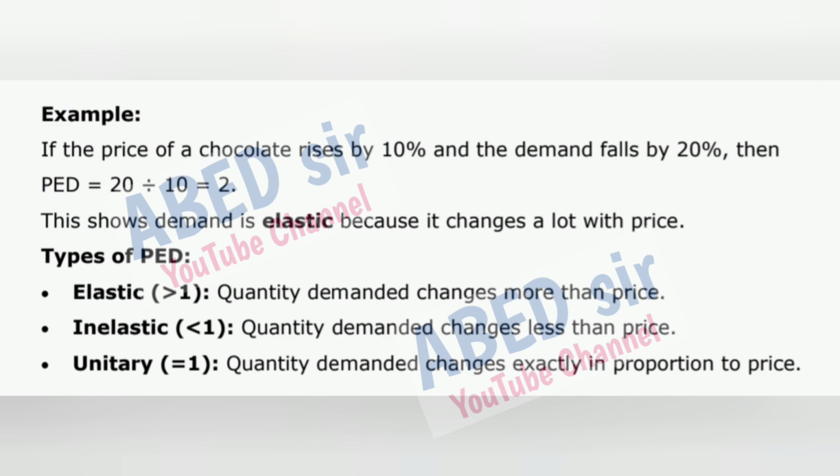Types of PED. Elastic: PED greater than 1, quantity demanded changes more than price. Inelastic: PED less than 1, quantity demanded changes less than price. Unitary: PED is equal to 1, quantity demanded changes exactly in proportion to price.